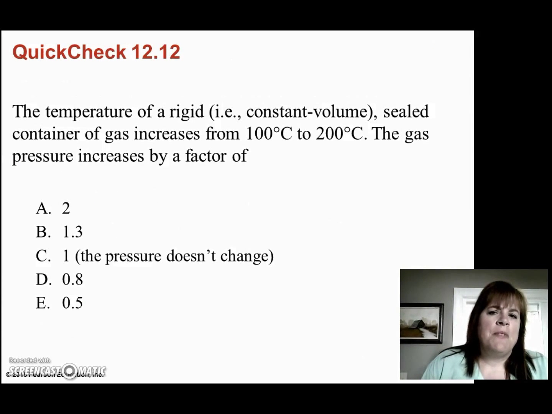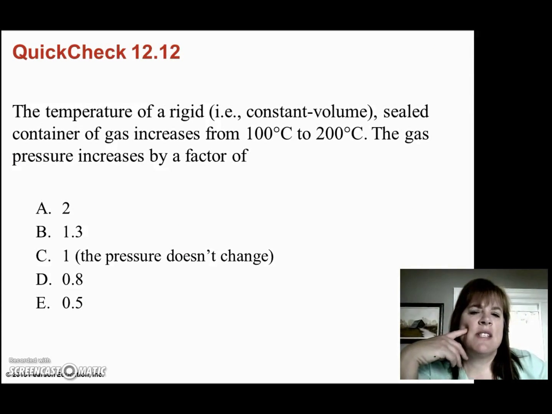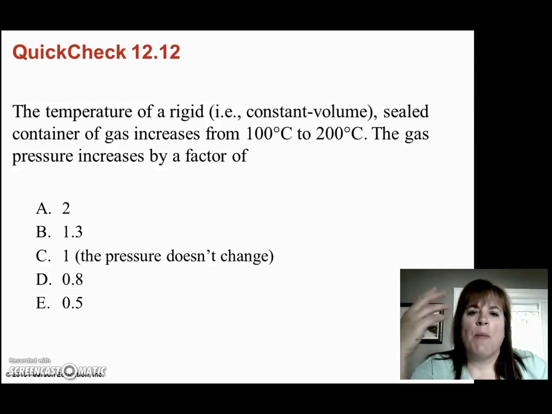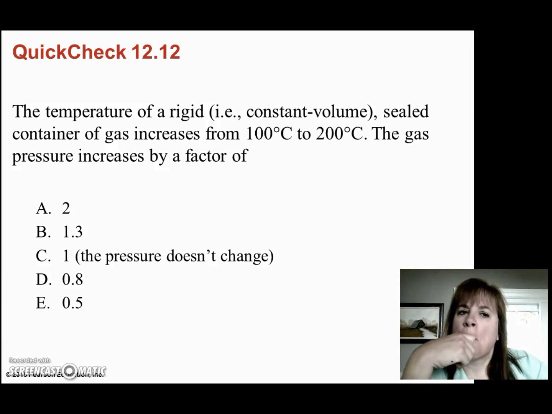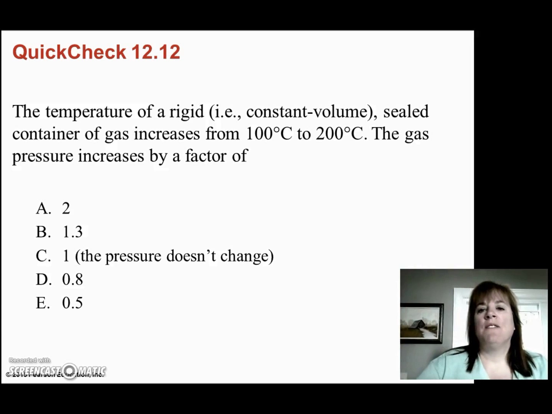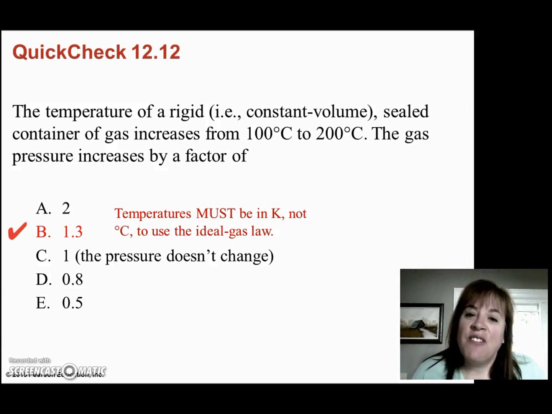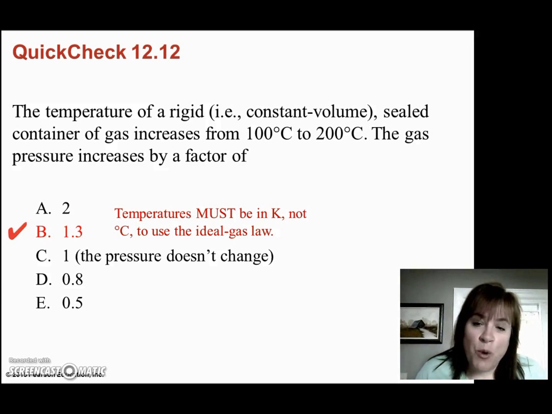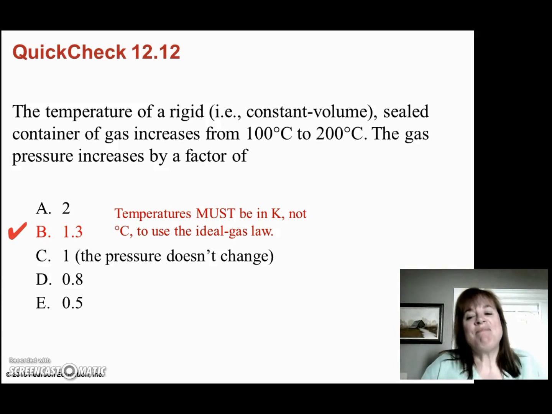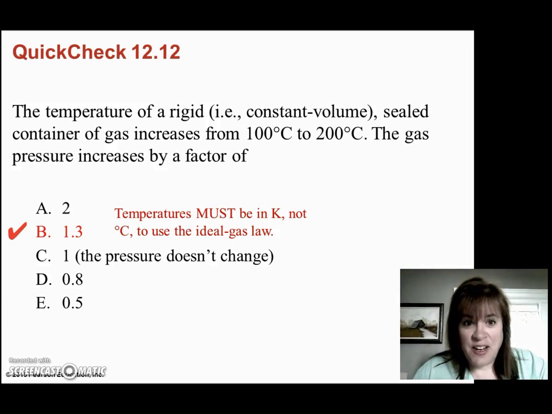Question for you. Let's say I increase the gas from 100 degrees Celsius to 200. So I double the Celsius temperature of the gas. How does the gas pressure increase? Well, if you said double, you're wrong. Remember that temperature has to be in Kelvin. So if I add 273 to both of these, it doesn't double. It goes up by a factor of 1.3. Did I trick you? Or did you get it right?